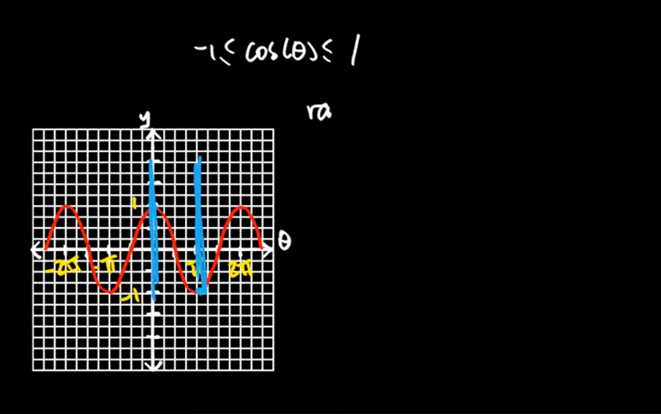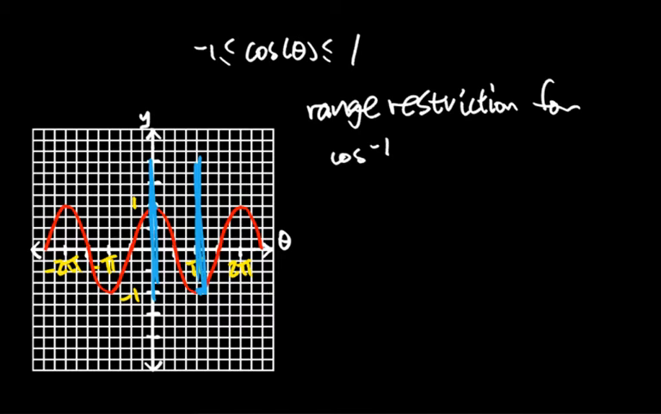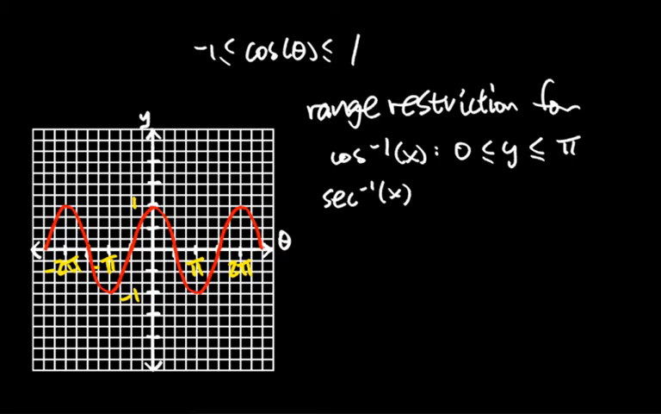So the range restriction for cosine inverse of x is going to be 0 less than or equal to y is less than or equal to pi. Just easiest one to work with. And then secant inverse of x. Let's look at that thing. So the graph for secant is that. Remember, this is not secant inverse, this is secant.